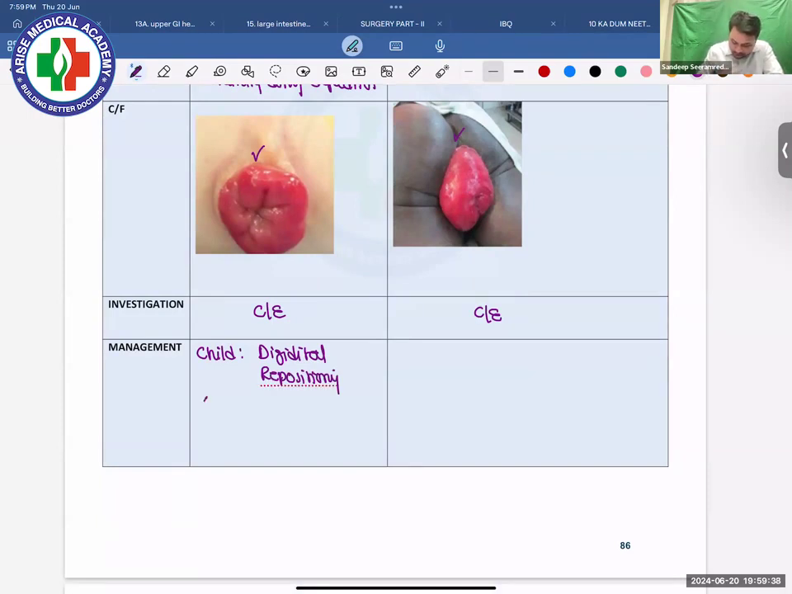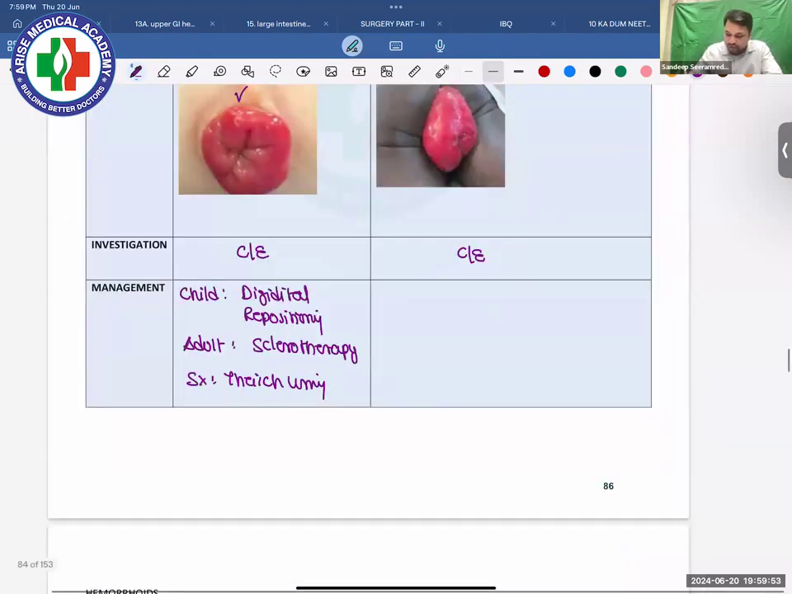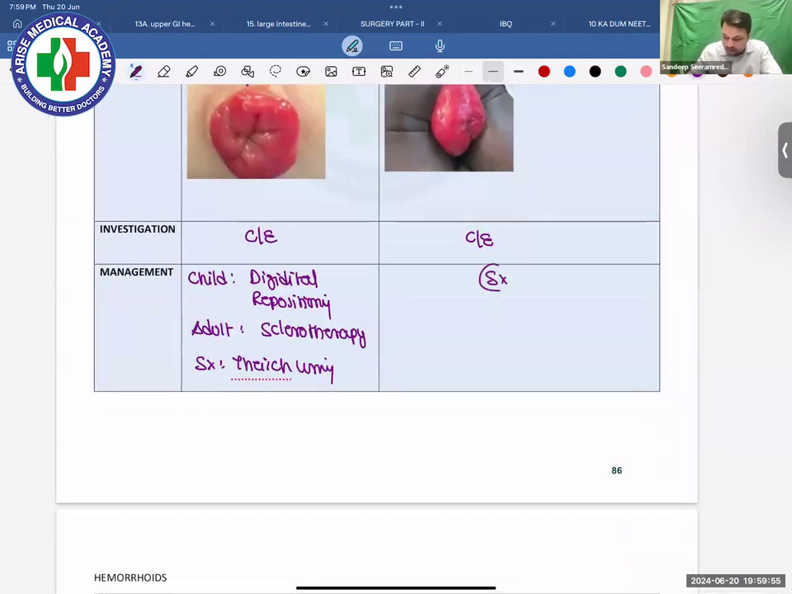If not a child, for an adult I will not do a digital repositioning. I will perform sclerotherapy. If that fails, then you have to go with surgery. Usually it responds with Thiersch wiring. For a full thickness prolapse, you have to go with surgery. You have two routes. One is the perineal approach, another one is the abdominal approach.